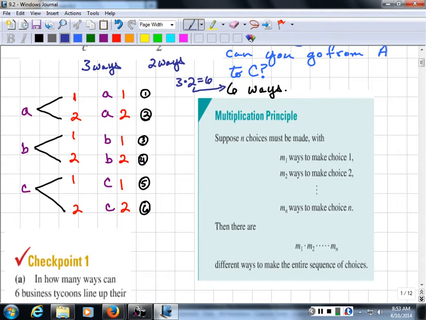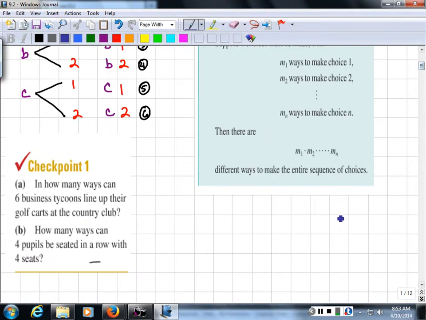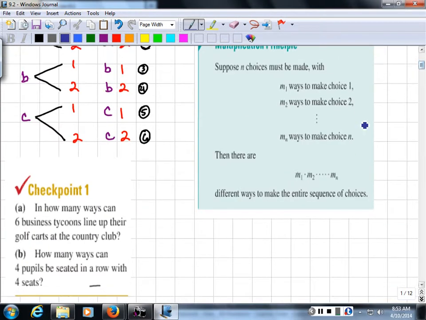The best way to understand this is by you doing a problem. Checkpoint A. In how many ways can 6 business tycoons line up their golf carts at the country club? Well, let's think about that for a moment. There's 6 of these guys, right? So, golf carts. There's one spot, the second spot, the third, the fourth, the fifth, and the sixth.